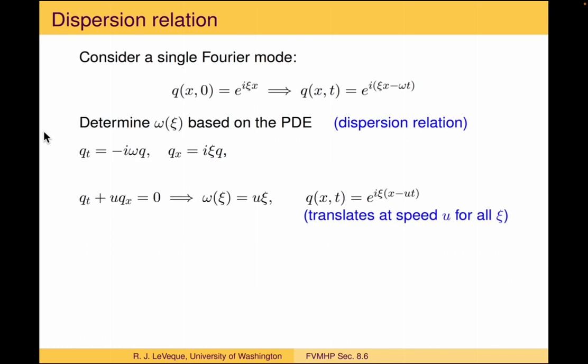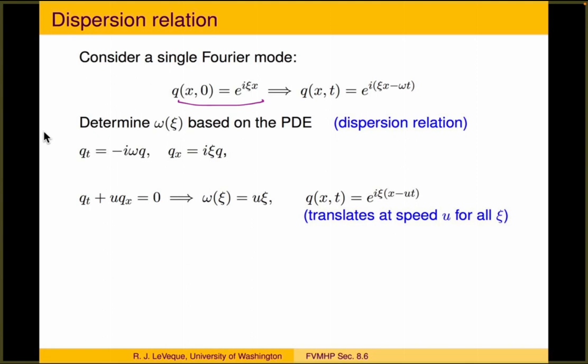So to understand that a little bit better, here's just a brief summary of how you do the Fourier analysis. You would, in general, think of decomposing your data as a linear combination of Fourier modes, or taking a Fourier series or a Fourier integral, depending on whether you're on the finite domain or the infinite domain. But for this sort of analysis, it's enough to consider a single Fourier mode. So suppose that our initial data is of the form e^{iξx} for some wave number ξ, and that the solution has the form e^{i(ξx - ωt)} for some ω.